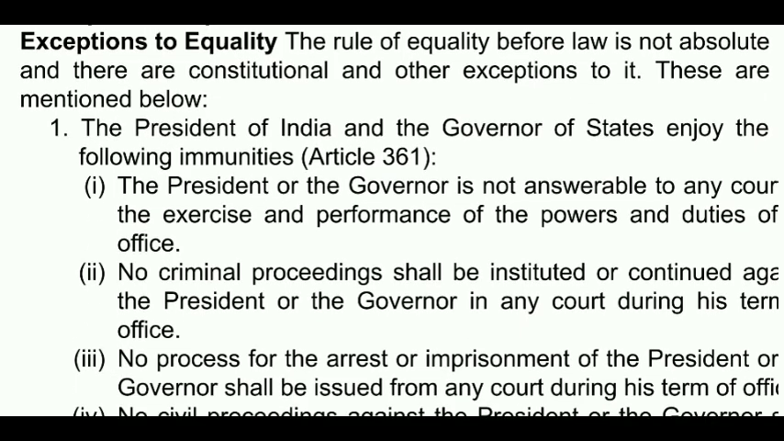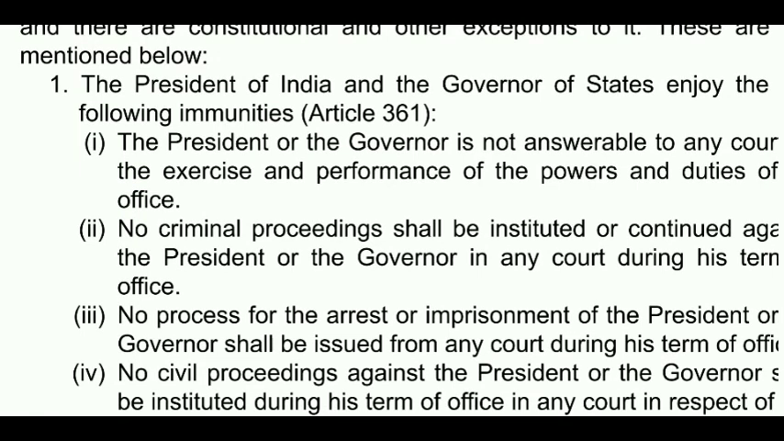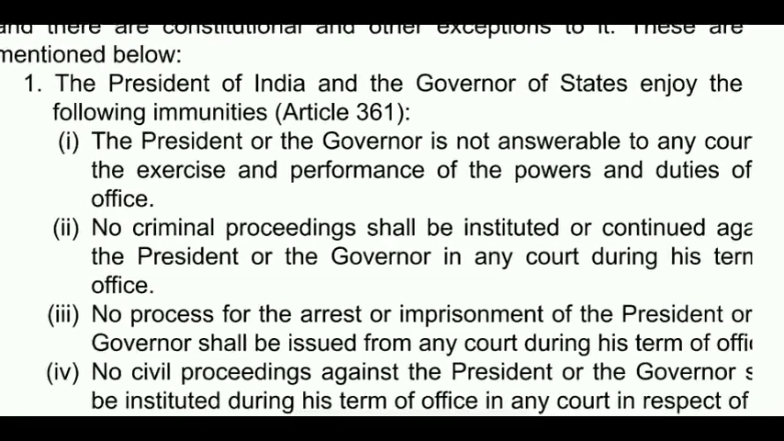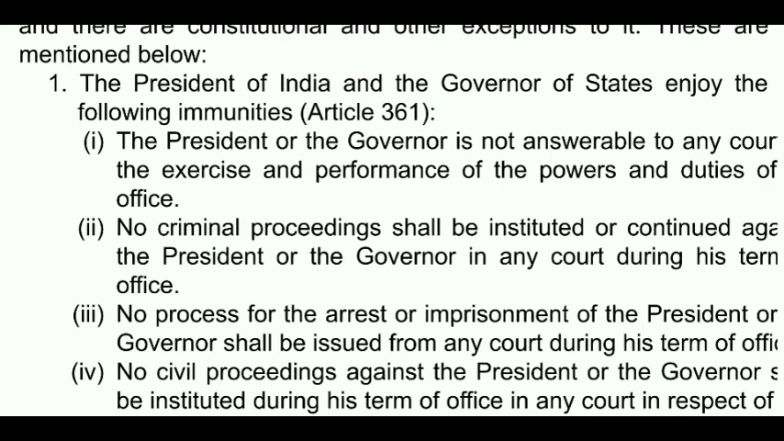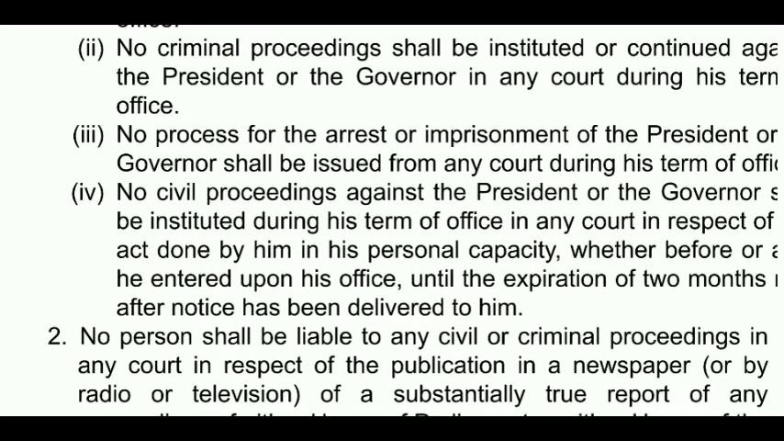Number 1. The President of India and the Governor of States enjoy the following immunities. Article 361. 1. The President or the Governor is not answerable to any court for the exercise and performance of the powers and duties of office. 2. No criminal proceedings shall be instituted or continued against the President or the Governor in any court during his term of office. 3. No process for the arrest or imprisonment of the President or Governor shall be issued from any court during his term of office.